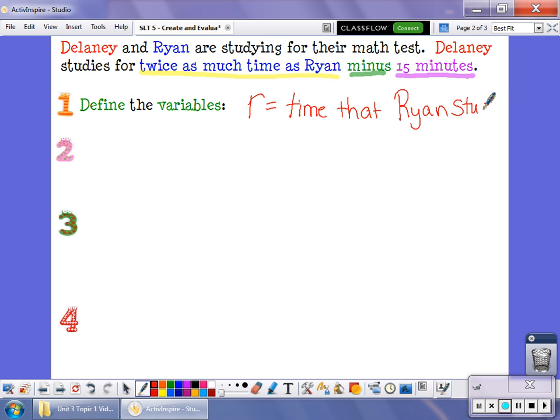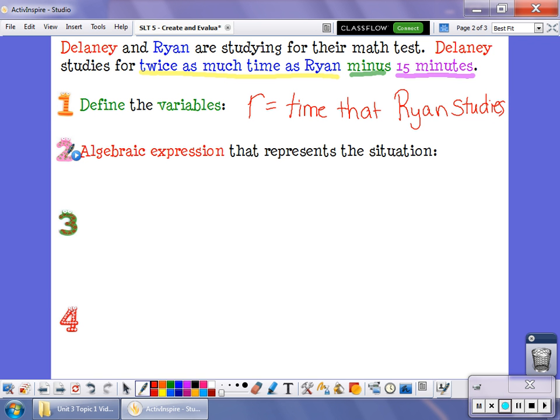And I know that Delaney studies for twice as much time as Ryan. So I can use this letter r as the thing I don't know and write my algebraic expression. If Delaney studies for twice as much time as Ryan, that's 2 times however long Ryan studies for. But it's twice as much time as Ryan minus 15 minutes. So I also need to have a minus 15 here. So twice as long as Ryan minus 15 minutes.